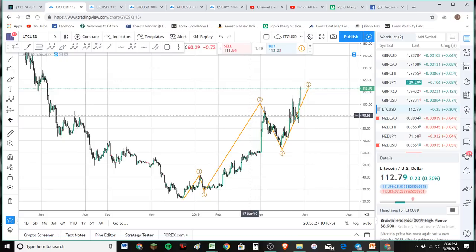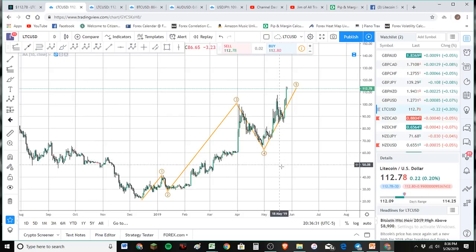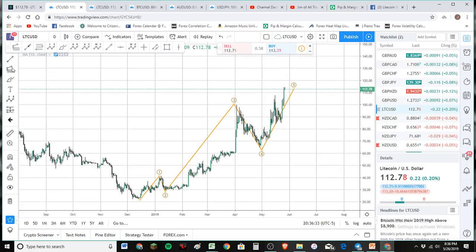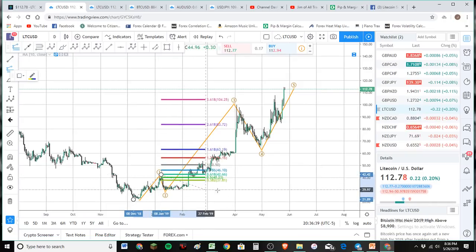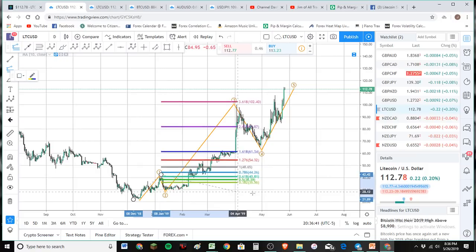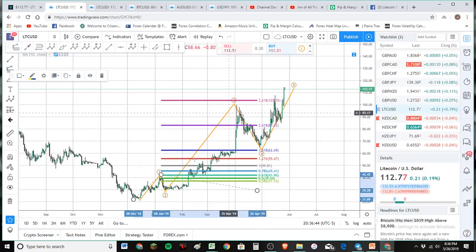Looks like LTC's close to finishing up. Now there's some Fibonacci tools that can help us out. We've got the Fibonacci extension tool. We take it at the bottom of 1 to the top of 1. That gives a measurement of 1. And then we extend it from the bottom of 2. And if we pull it over here, we'll see that we had what we call an extended 3rd wave.